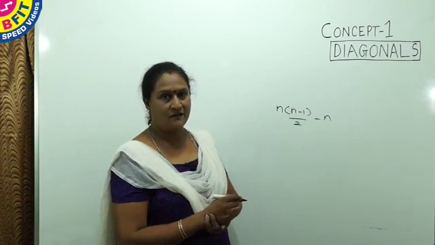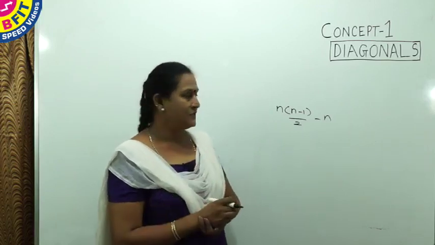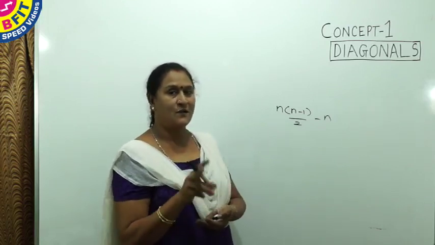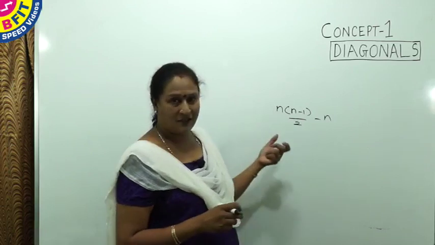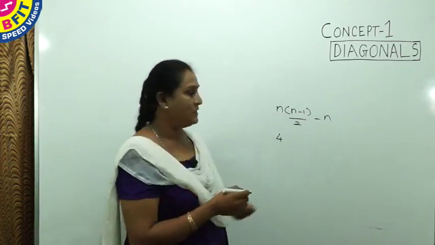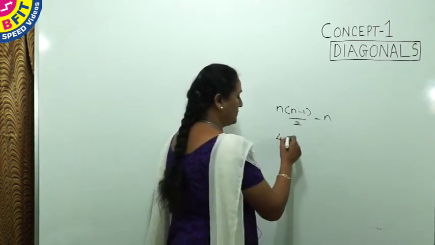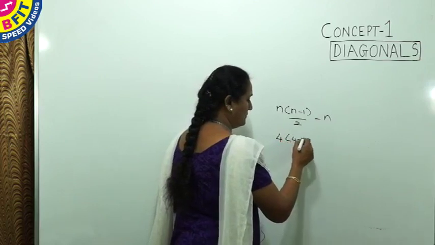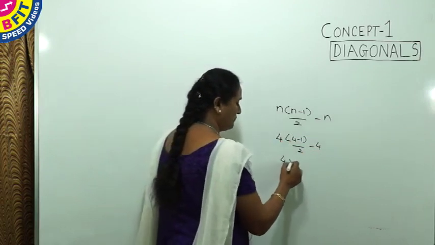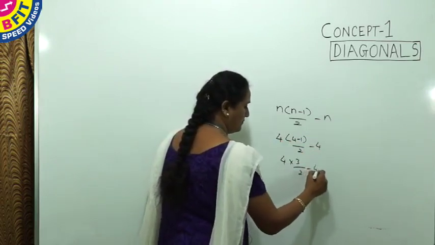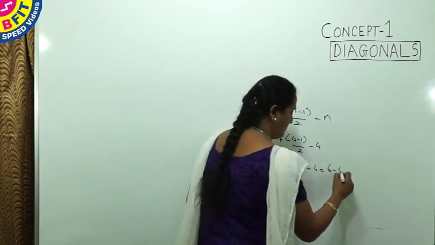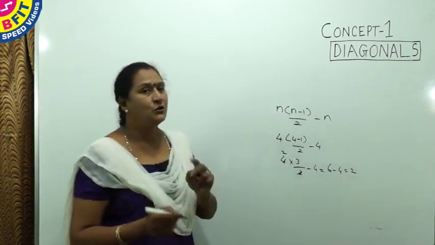Suppose it is a square, how many sides are there? 4 sides. And how many diagonals will there be for a square? We'll check. We saw that a square has 2 diagonals and we'll tally whether the answer is correct. So n is 4, since a square has 4 sides. So n is 4, and 4 into (4 minus 1) by 2 minus 4 is equal to 6 minus 4. A square has 2 diagonals.